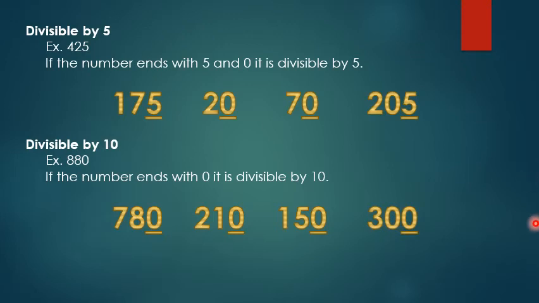So, ma'am, bakit po ganun? Pare-pareho pong nagtatapos sa 0, divisible po sa 2, divisible sa 5, divisible sa 10. So, pwede po yun. So, sabi nga dito, sa divisible by 5, basta nagtatapos sa 5 and 0. And dito nagtatapos sa 0. And sa divisible by 2, nagtatapos sa 0, 2, 4, 6, 8. So, may 0 pa rin. Lahat ng nagtatapos sa 0 ay divisible sa 2, 5, and 10.